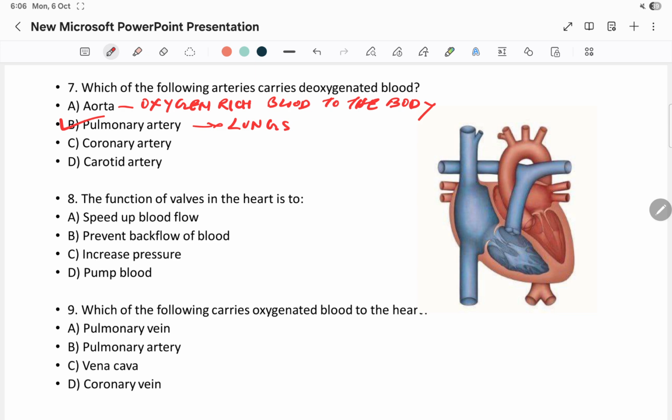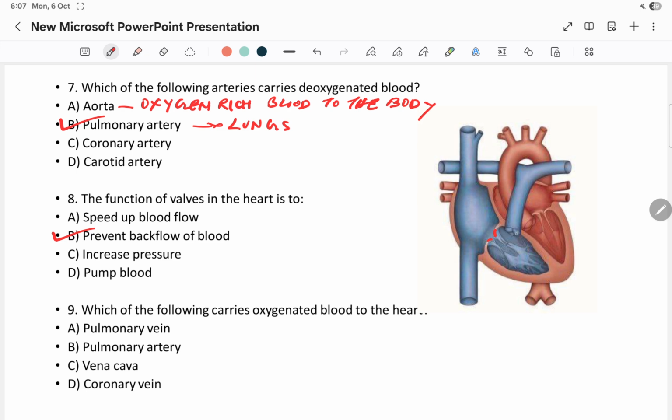Next question. The function of valves in the heart is to. So these valves have certain functions. So what do these valves do? These valves prevent the backflow of blood in the heart. Okay, the correct answer is prevent backflow of blood, option number B.